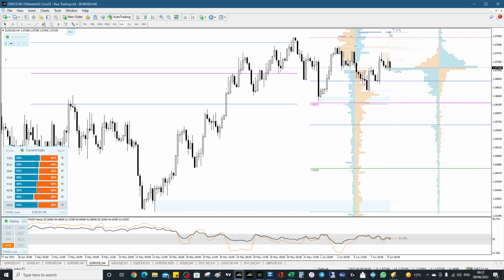So pretty horrible. This was a buy, like I say, but I wasn't convinced by it at all. We might be getting some kind of triangle formation actually. So now we've got like a wedge.